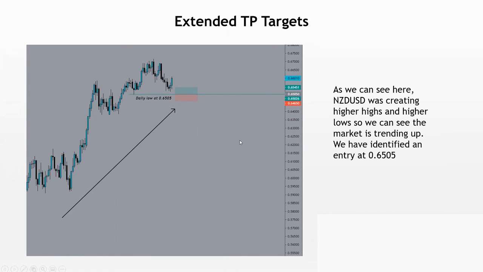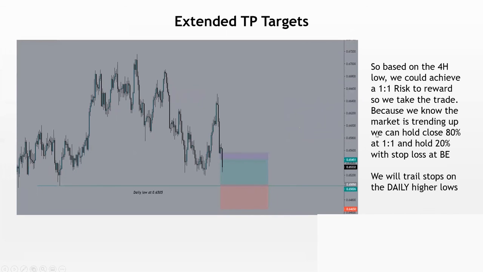Okay, so that daily low is at 0.6505. So because of that, that's landed on the buffer anyway. So we are happy to take this trade. What we will do, and what I wanted to identify here, guys, is that this is the 4-hour low. This purple box is the 4-hour low, wick to body, like the free confluence.